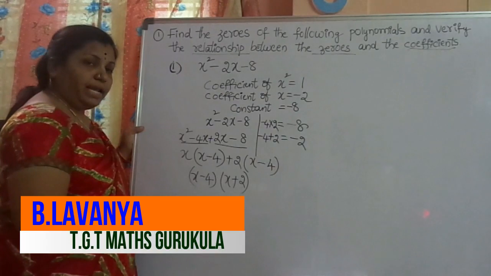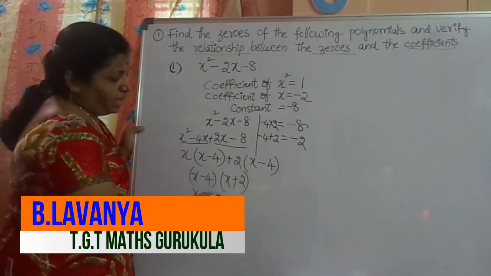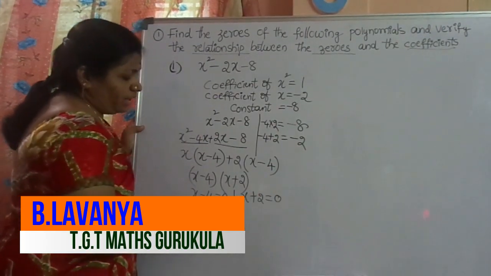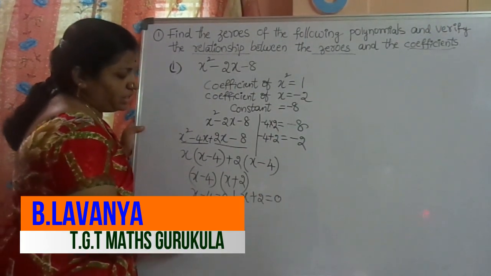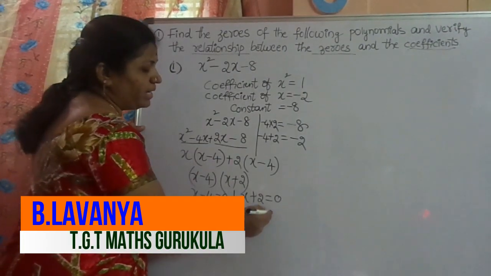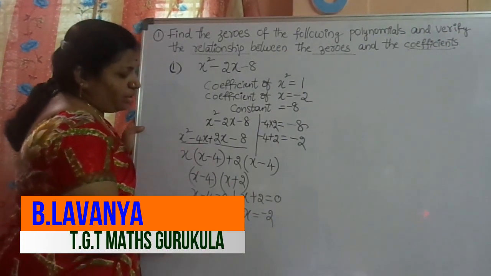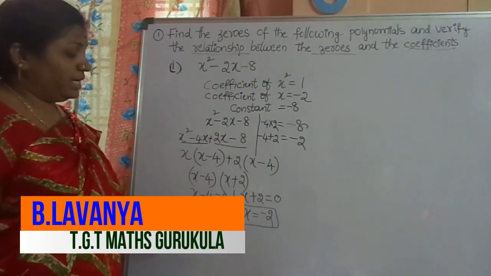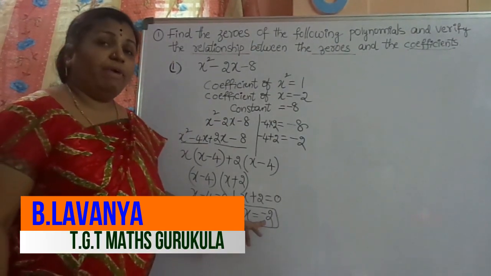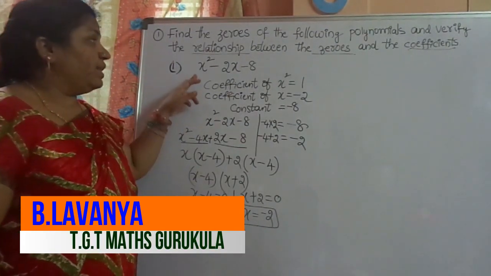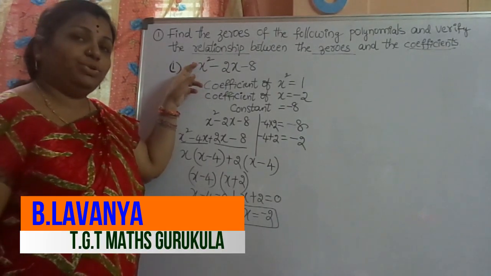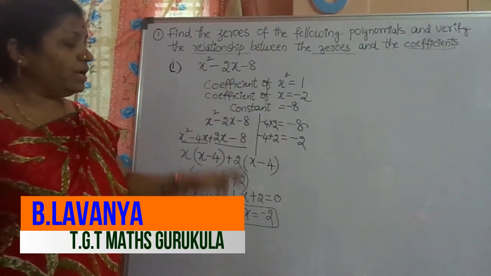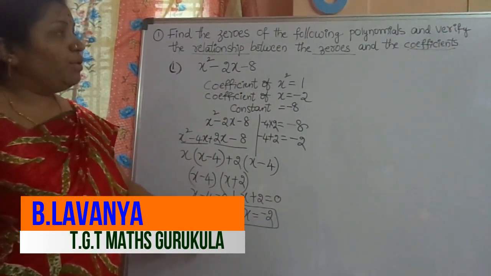Separately equate it to 0. x minus 4 equal to 0 and the other term x plus 2 is equal to 0. So x is equal to 4 and x is equal to minus 2. Now we have the 2 zeros for this polynomial: 4 and minus 2. Why did we get 2 zeros? It is a quadratic polynomial, the degree is 2. That's why we got 2 zeros. The maximum number of zeros of a quadratic polynomial is 2, that is 4 and minus 2.